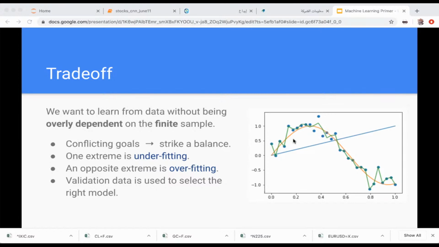And what you would want to do is strike a balance. You want to use a model that is not too simple and not too complicated. The way to do this is to look into the validation data. So you try different approaches, you try different models, and you measure the performance on the validation data, and you choose the one that seems to be working best on the validation data. This will tend to strike a balance between underfitting and overfitting. Okay.